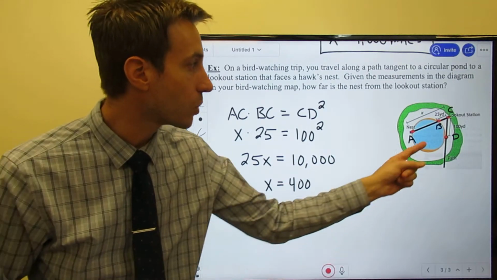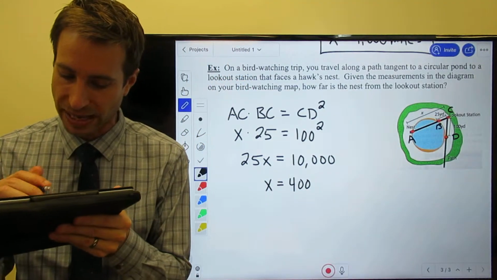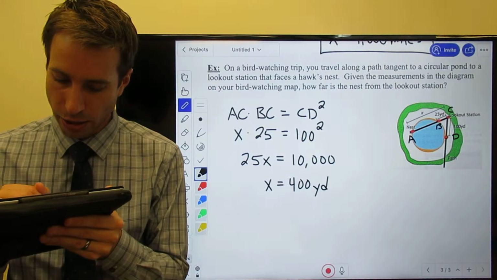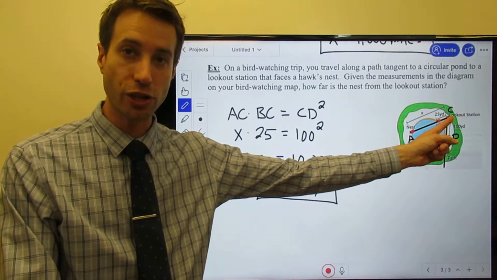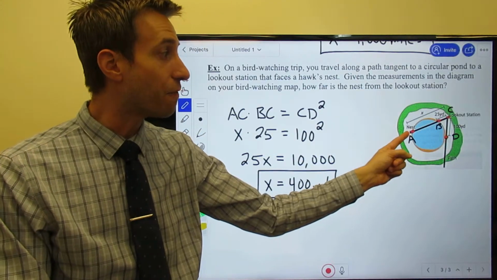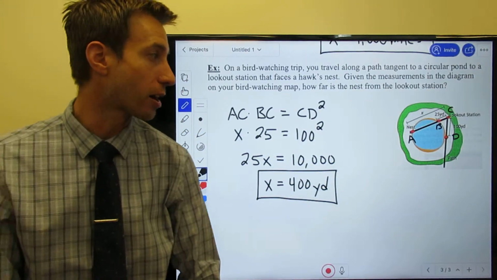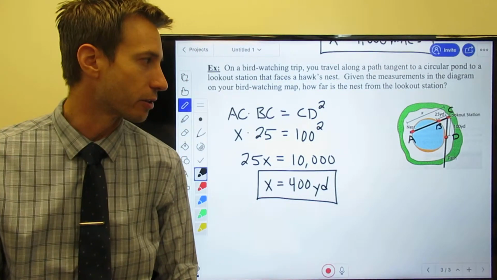What are the units? Well, all the measurements are given in yards. So our lookout station, right, where we're doing our bird watching from today, is going to be 400 yards from that hawk's nest. Bring a good pair of binoculars with you.